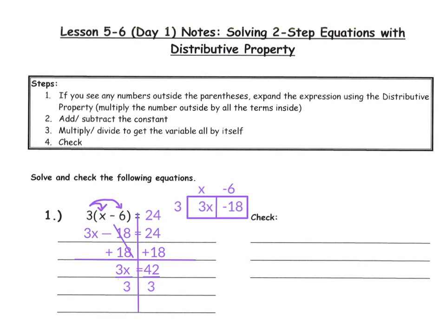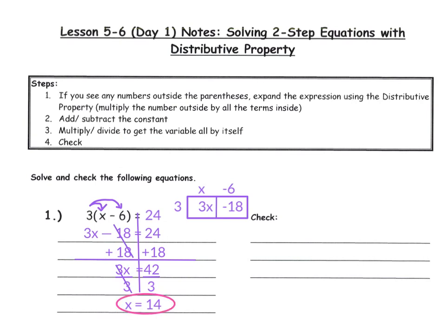So anything divided by itself is 1. So 3 divided by 3 is 1. That cancels out. So then I'm left with x on the left side. And then on the right side, 42 divided by 3 gives me 14. So my answer is x equals 14.